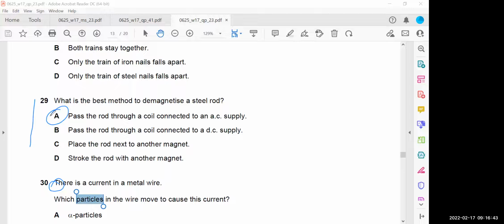Option A, children. Pass the rod through the alternating current. Callista's answer is A. Yabin's answer is A.